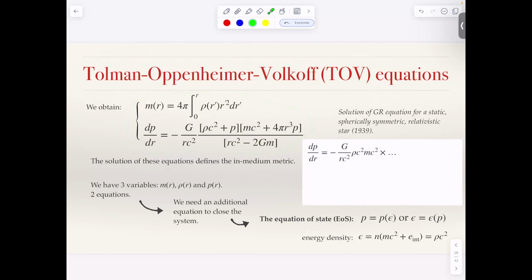The first one is not very different. It is an equation that describes the included mass. And the second one is a bit more complex, but it is also an equation that tells you how the pressure gradient evolves from the center of the star towards the external part.